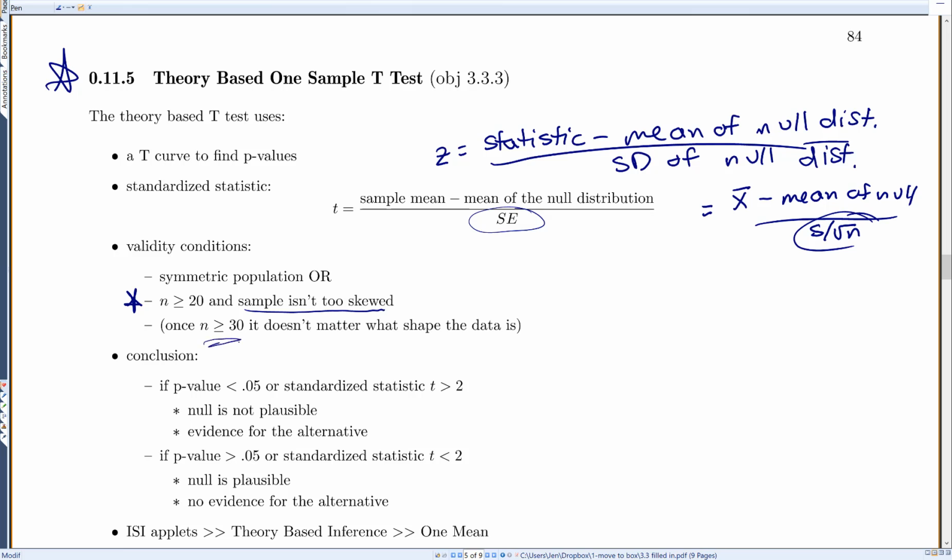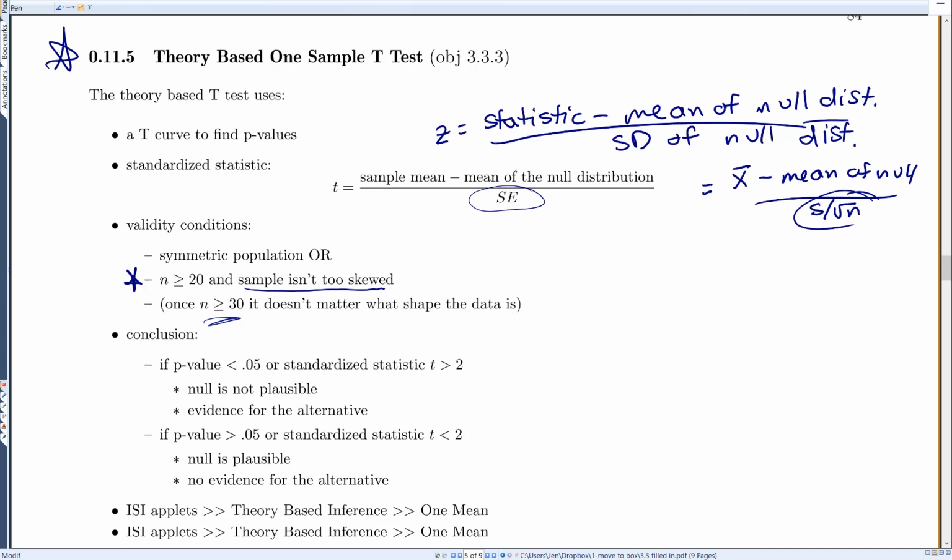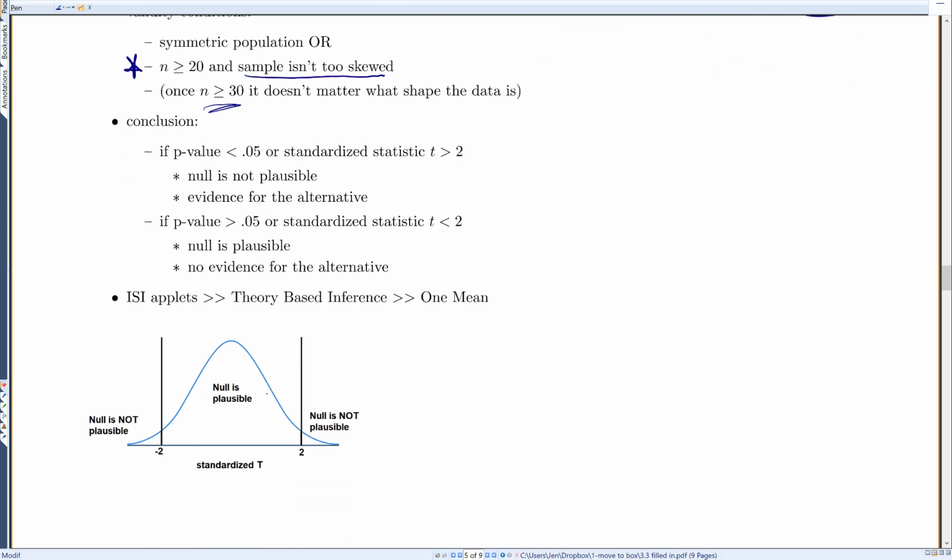Now really, if your sample size is at least 30, it doesn't matter what shape the data is. But this is what you need to memorize for the test because that's what they put in the textbooks. Okay. And the conclusion, well, if your p-value is less than 0.05 or your standardized statistic t is greater than 2. Let's look at this picture that I have for.